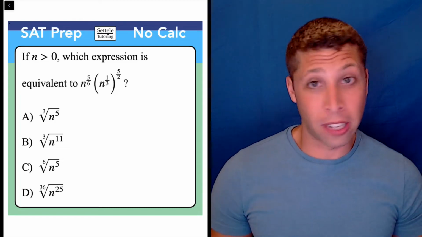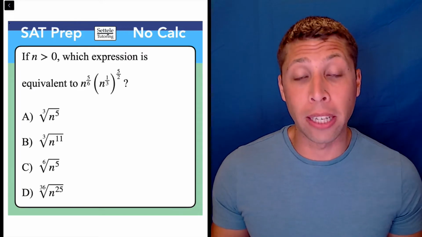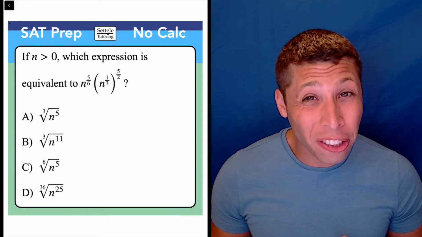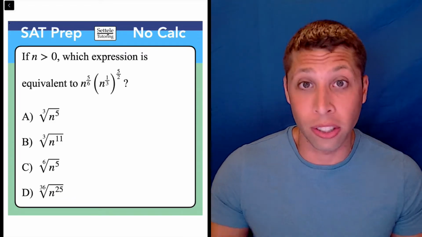This is a pure memorization question. I would love to be able to arithmetize here since the n doesn't really matter. It's just kind of a placeholder. But with exponents, especially fractional exponents, we're not going to be able to comprehend what kinds of numbers would work here. So we're just going to need to know the rules.